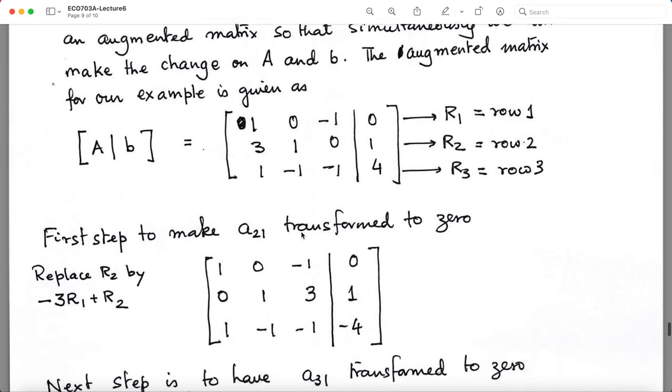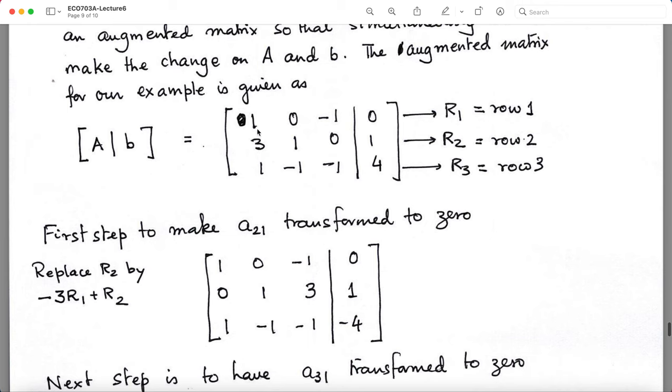So the first thing is, to make the 3 into 0, we do this operation: replace R2 by minus 3 R1 plus R2, and you will get this. You see the remaining part of the matrix is unchanged, only this is changed. Here, this will not change even when we do this row operation. Only 4 is changed to minus 4, the remaining ones stay the same.